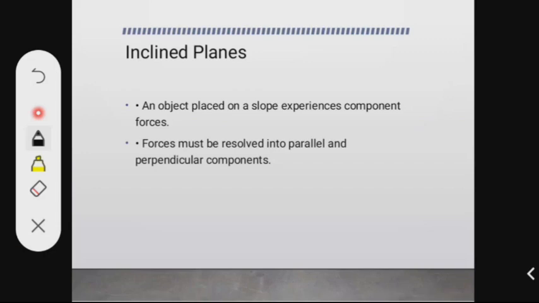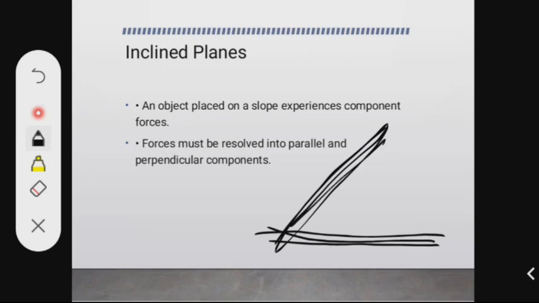So now we have this. This is an inclined plane. This is a horizontal plane. Then we have an inclined plane now on this angle. So there's an angle here.